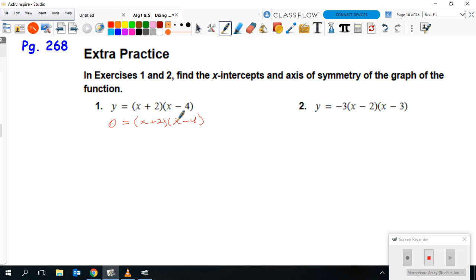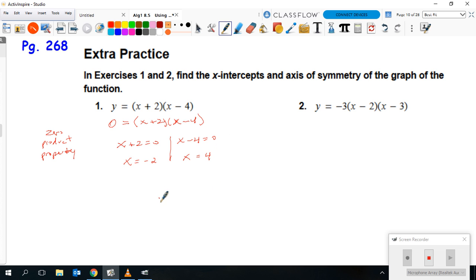And now using that zero product property, we can now set each of these factors equal to 0. So we can say x plus 2 is equal to 0, and x minus 4 is equal to 0. Solving each simple equation, we'll subtract 2, x is equal to negative 2, and this one you're going to add 4, x is equal to positive 4.